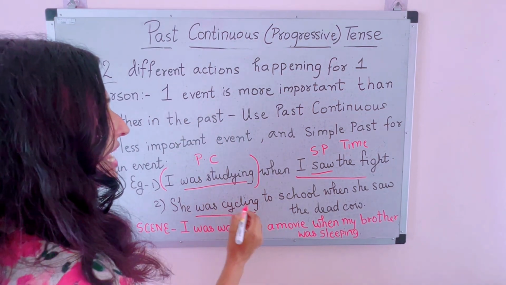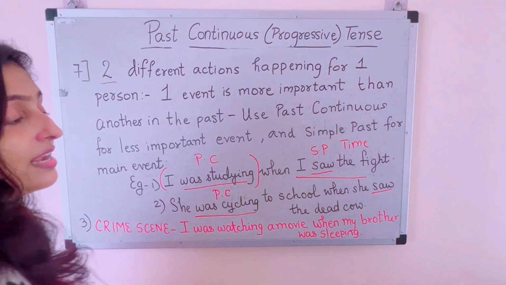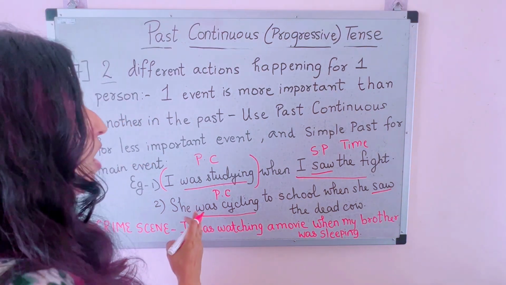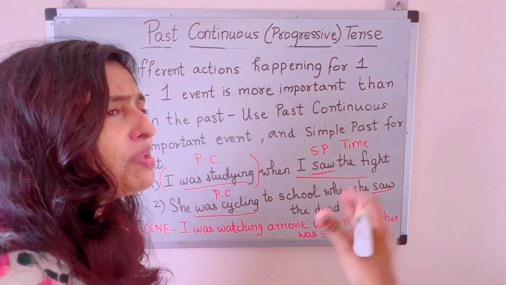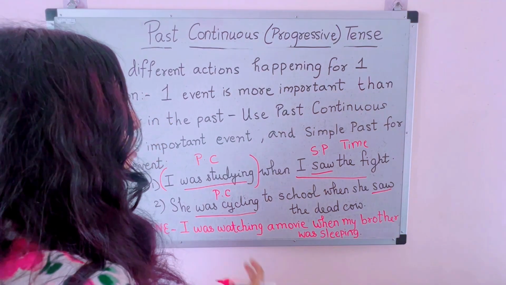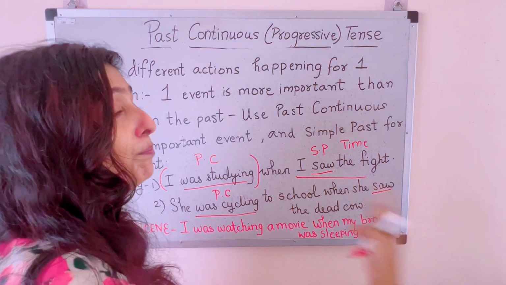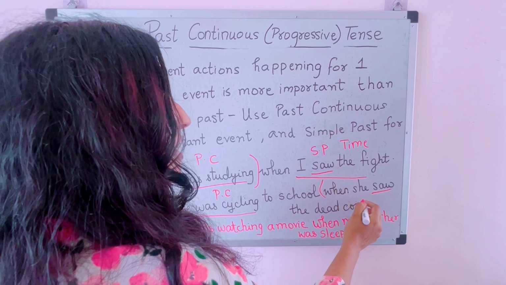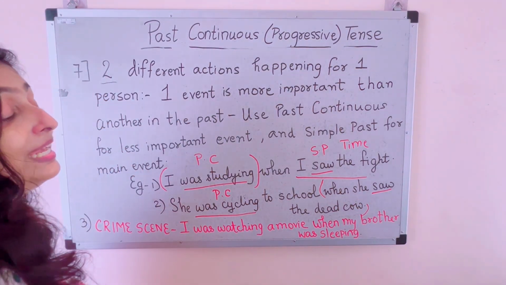She was cycling to school when she saw the dead cow. Saw is in simple past tense. Was cycling is in past continuous. So which is the main event? She saw the dead cow, and the less important event is that she was cycling. Which action is completed and time is indicated here? Here. And where is time not indicated? Here, because this is incomplete.